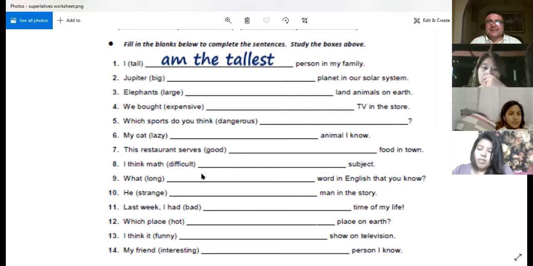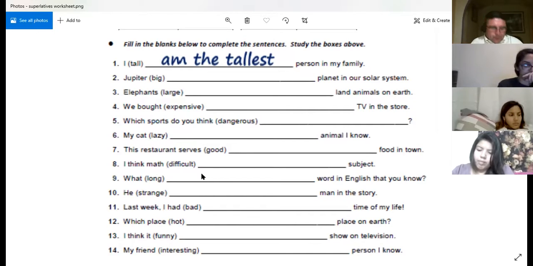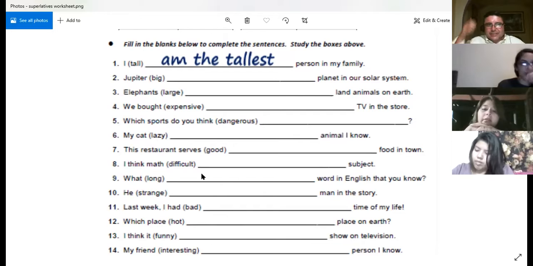What is the longest word in English that you know? Good, good. What about number 10? This is the most strange man in the story. Okay, when you say the word strange, how many syllables do you hear? One. So what would be the correct answer? He is the strangest man in the story. Very good. Okay, number 11. Last week, I had the worst time of my life. Very good. Which place is the hottest place on earth? Good.